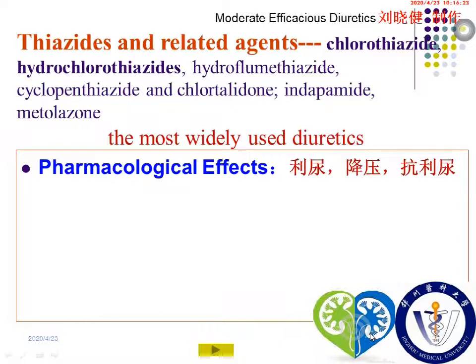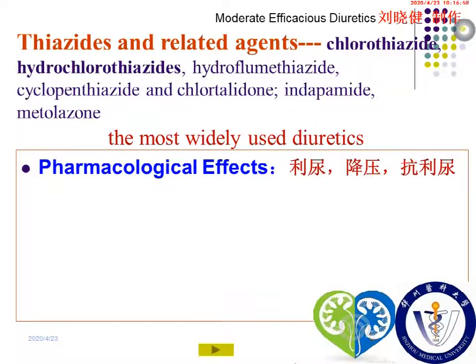Thiazide and related agents. This group includes several different agents. Compared with high-ceiling diuretics, they are the most widely used diuretics because their effects are relatively mild and lasting. You know, loop diuretics have a very rapid and very powerful diuretic effect but it is transient. So usually they are used in some emergency situations.